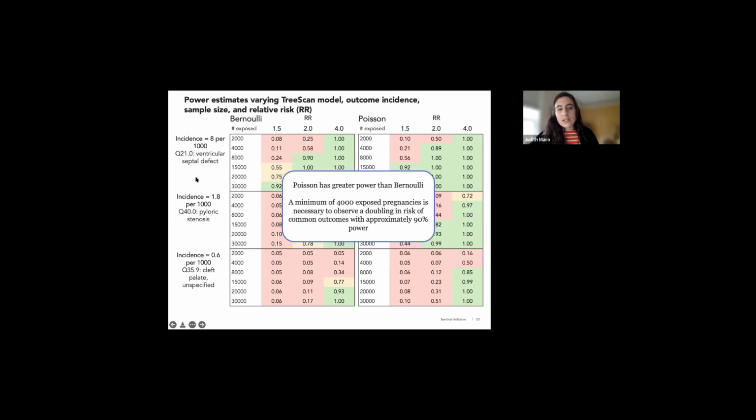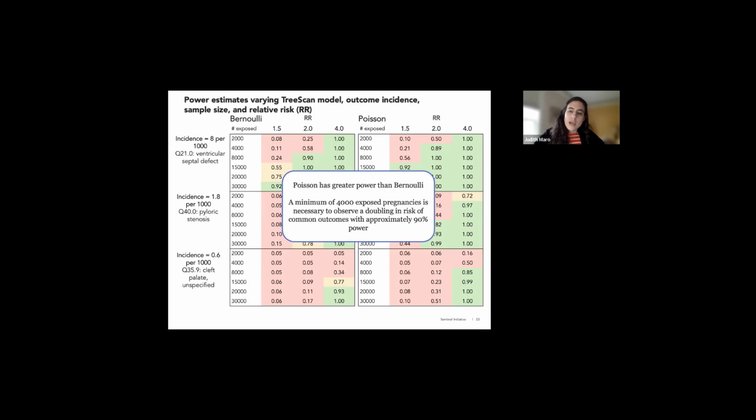And so the conclusions here are that Poisson has greater power than Bernoulli, which is consistent with the expectation we had walking into this, based on what we know from sequential surveillance that is targeted and not related to numerous outcomes, but is related to one particular outcome. And that a minimum of 4,000 exposed pregnancies is what we're thinking is our rule of thumb necessary to observe a doubling in risk of common outcomes with approximately 90% power.